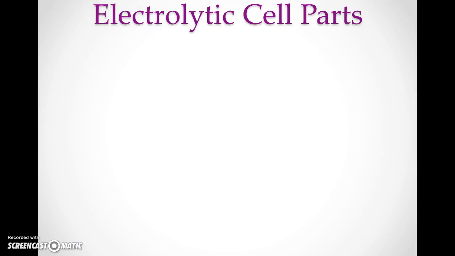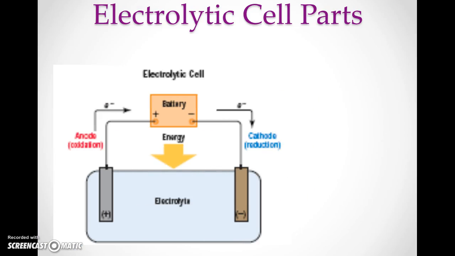So if you look a little bit closer at an electrolytic cell compared to a voltaic cell, we're going to see a couple of differences right off the bat. First and foremost, we can see that we only have one container in this electrolytic cell. So voltaic cells have two, where our electrolytic cell only has one.